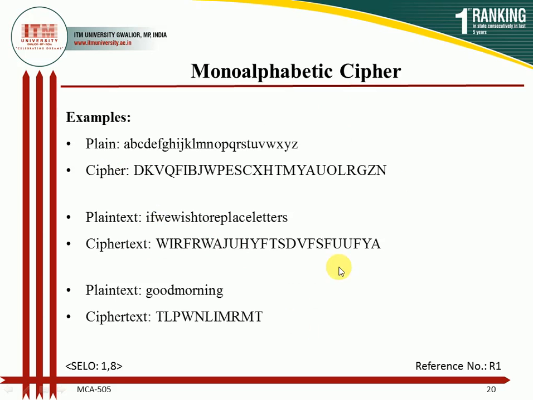If we take the example here, this is the plain text message, and here we convert A to D, randomly. We can map A to any letter from A to Z. So here we can convert A to D, B to K, C to V.